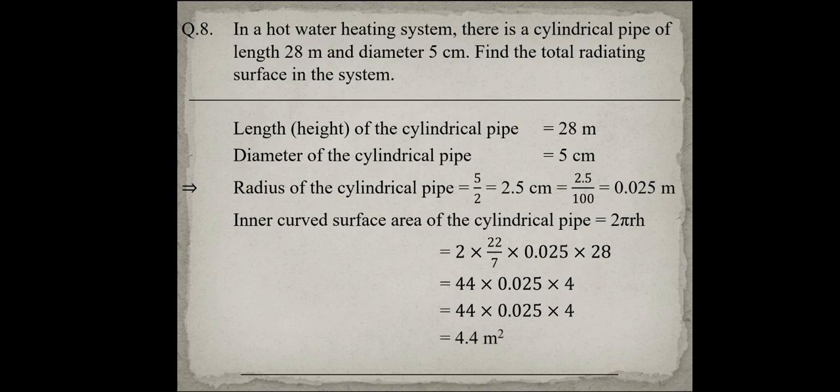So this is the inner curved surface area. It means this is the radiating surface in that water heating system. So the total radiating surface in this system is 4.4 meter square. Like your geysers, in which there is one radiating surface in which water gets hot.